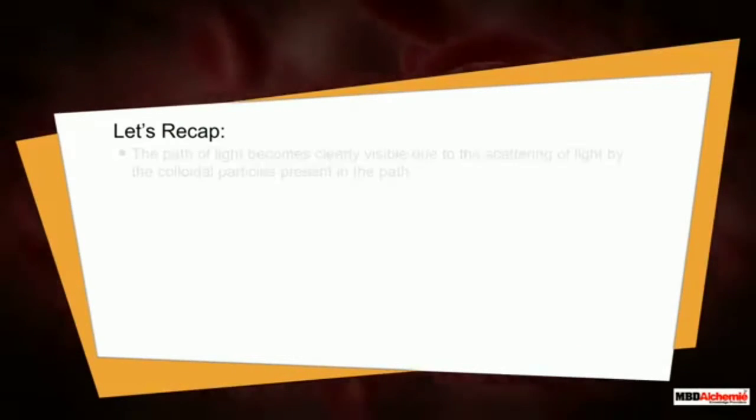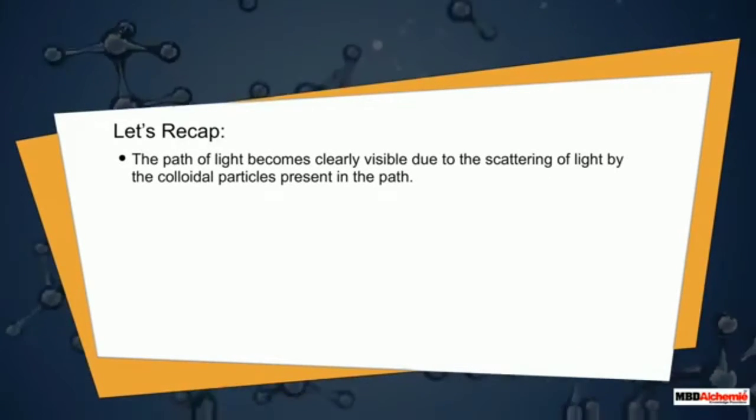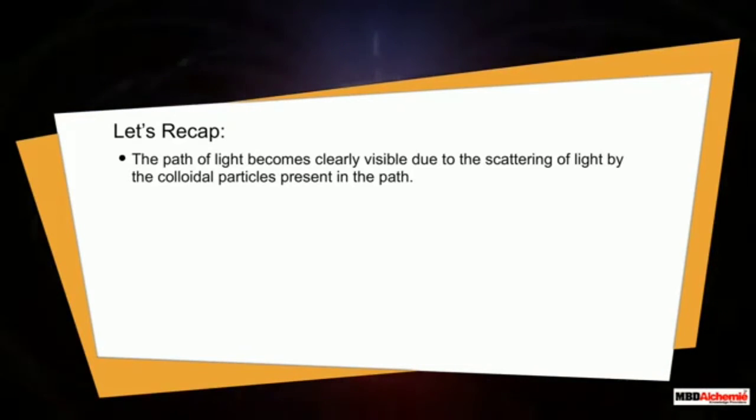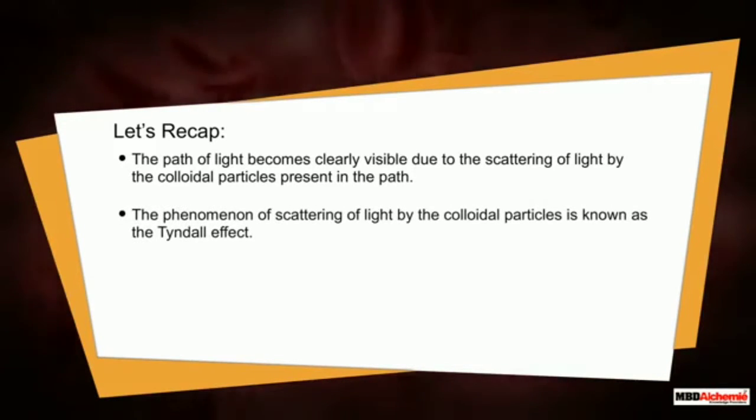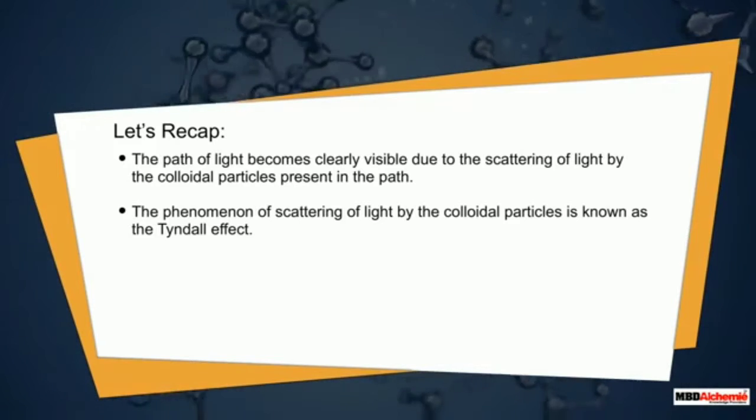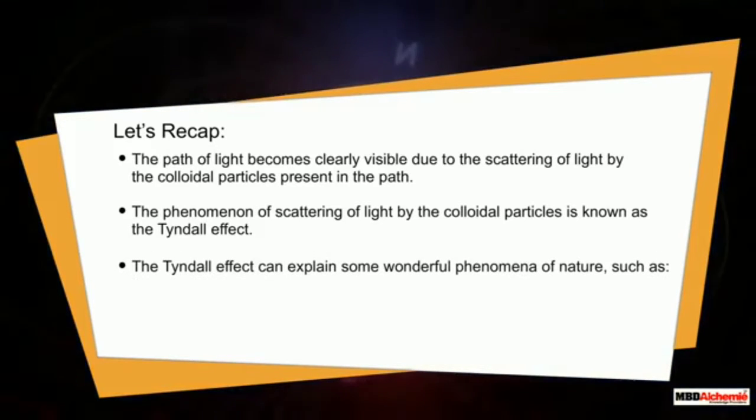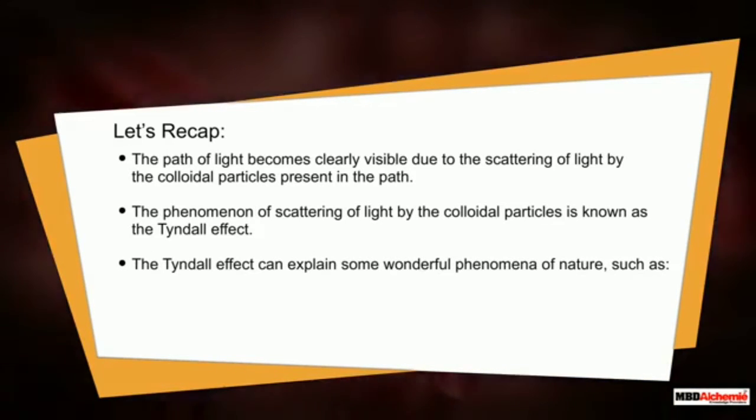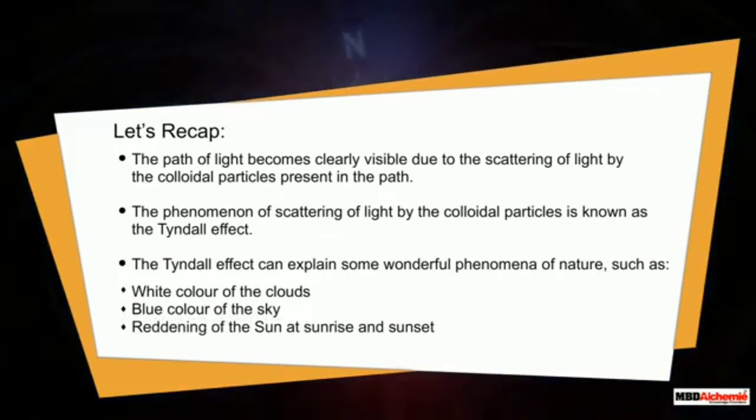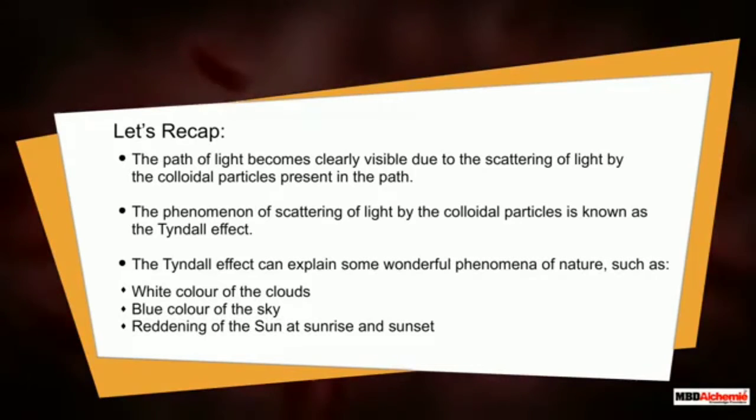Let's recap. The path of light becomes clearly visible due to the scattering of light by the colloidal particles present in the path. The phenomenon of scattering of light by the colloidal particles is known as the Tyndall effect. The Tyndall effect can explain some wonderful phenomena of nature, such as white color of the clouds, blue color of the sky, reddening of the sun at sunrise and sunset.